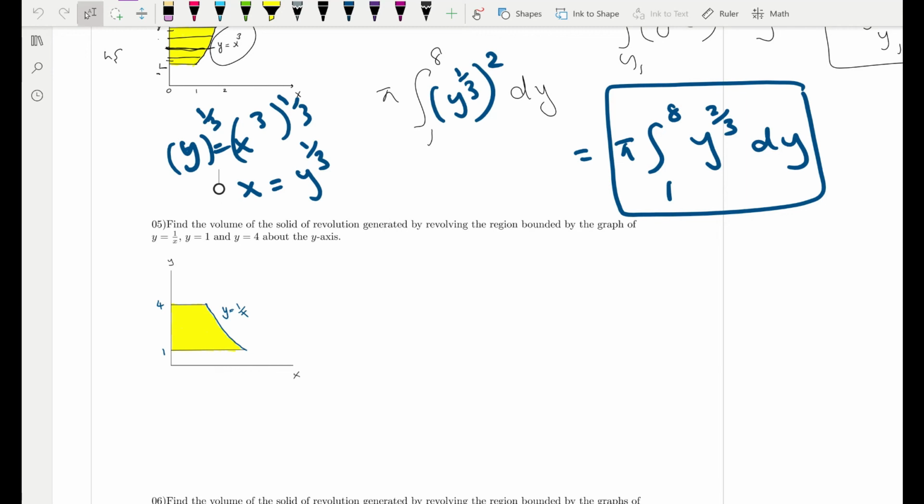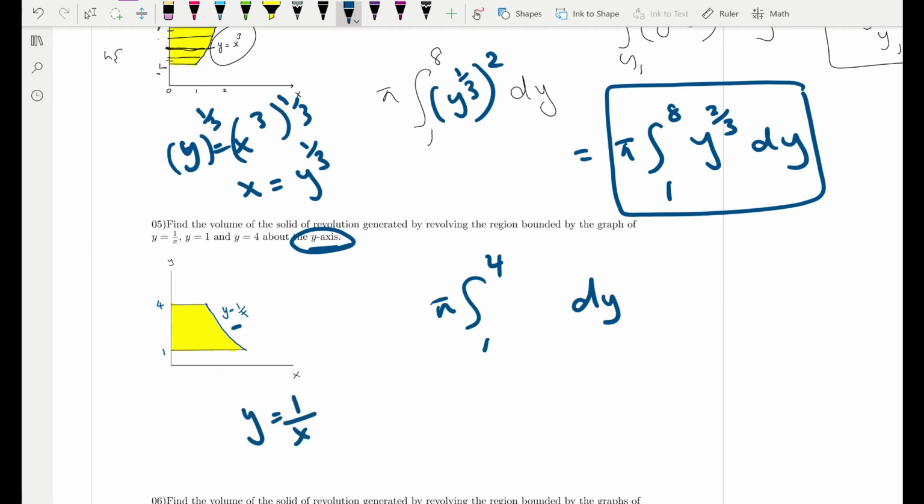Okay, so now we have the function y is equal to 1 over x. You're rotating it around the y-axis. That's the key thing. And the y values are going from 1 to 4. So the y values are going from 1 to 4, times pi. You're rotating it around the y-axis, so the integral is set up with respect to y. Now the function is y is equal to 1 over x. But that's not good. You have to write it in terms of y.